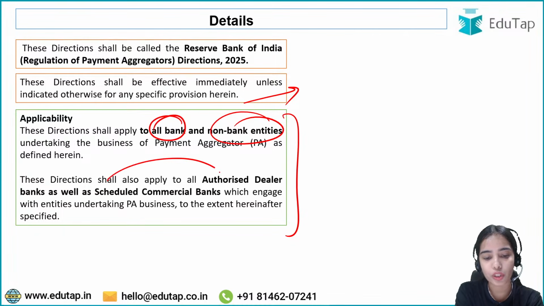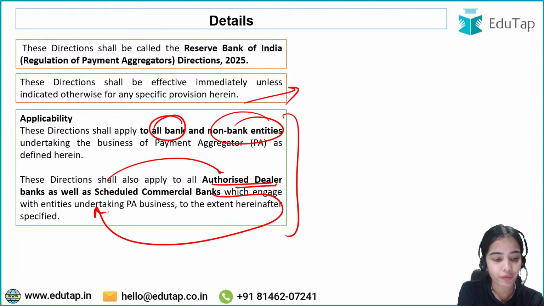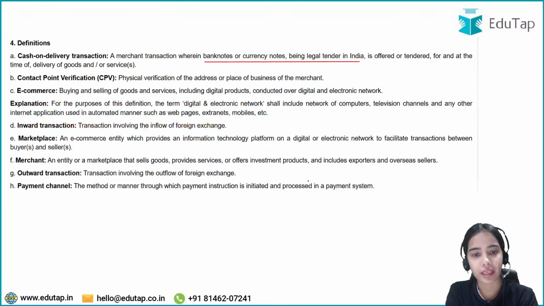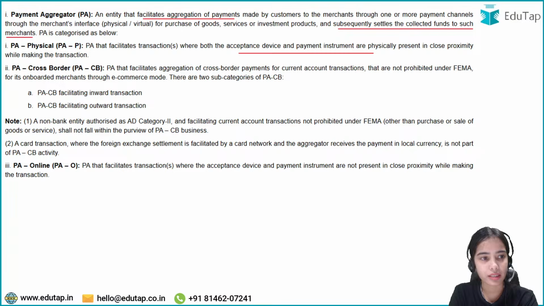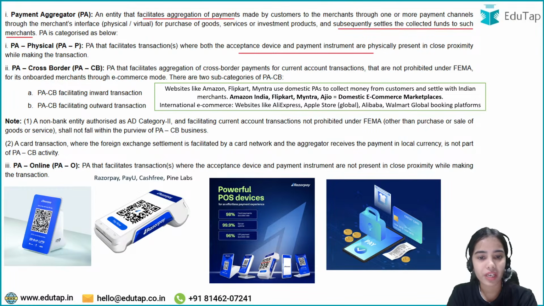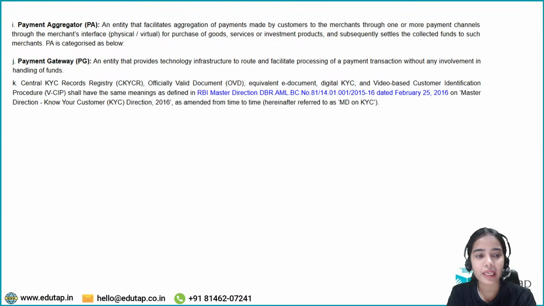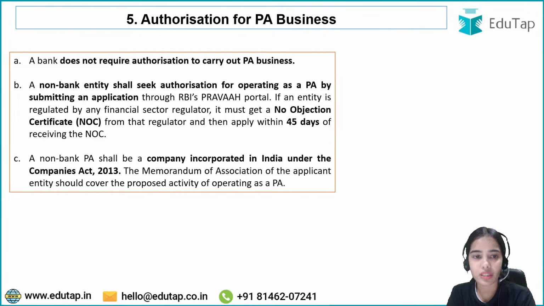These directions shall also apply to all the authorized dealer banks as well as scheduled commercial banks that are connected with entities undertaking the payment aggregator business. Okay, we have discussed the different definitions for your clarity, what is outward transaction, what is inward transaction, what is a merchant and such. We have discussed about payment channels. There are different payment channels. Payment aggregator can be physical, cross-border or online. As well as we have discussed about these also. Payment aggregator and payment gateway difference we have discussed.